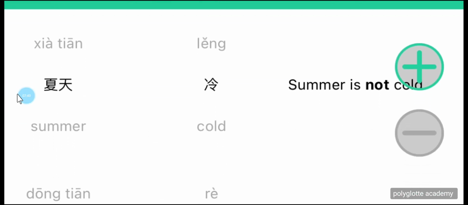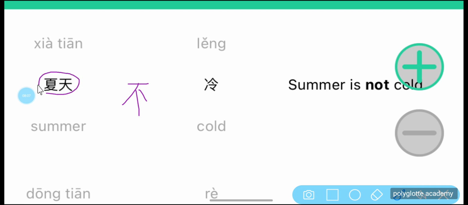So the first example in our list will be, we'll come back to this. Remember there's a bù in the middle here. Don't forget, we have a bù in the middle, which means not. So 夏天, we have come back to summer.